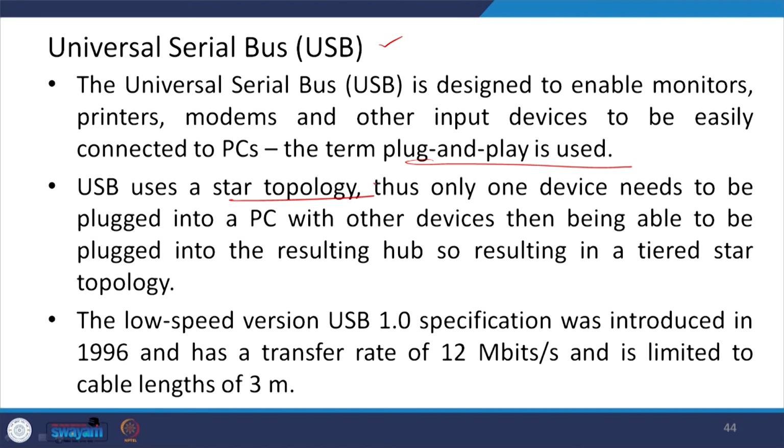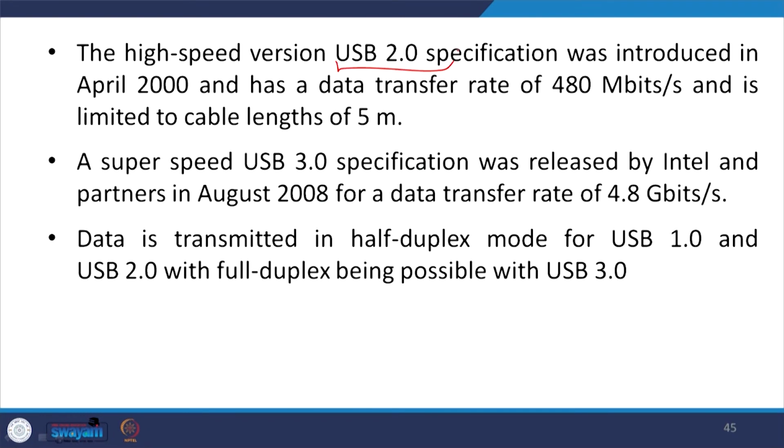The low speed version USB 1.0 specification was introduced in 1996 and has a transfer rate of 12 megabits per second and is limited to a cable length of 3 meters. The next version was USB 2.0, which was introduced in April 2000 and has a data transfer rate of 480 megabits per second and is limited to a cable length of 5 meters. And then we have the USB 3.0, okay, also came with a data transfer rate of 4.8 gigabits per second.